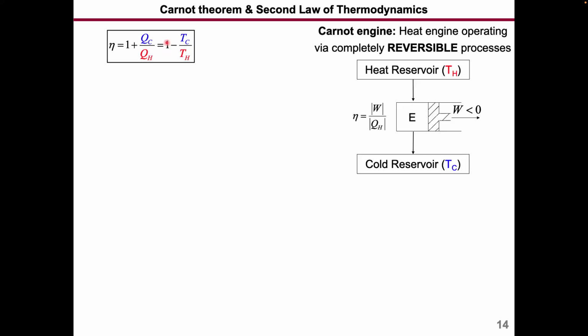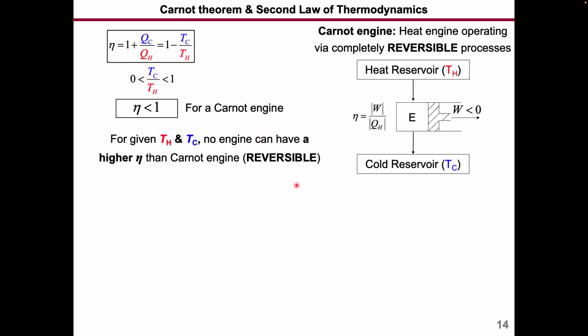So here, from the Carnot engine efficiency, eta is equal to 1 plus QC divided by QH, or equal to 1 minus TC divided by TH, right? And remember the Carnot engine is a heat engine operating via completely reversible processes, with the highest efficiency in converting heat to work, okay? If you are talking about a cold reservoir versus a hot reservoir, then TC is going to be smaller than TH. So this value is going to be between 0 and 1.